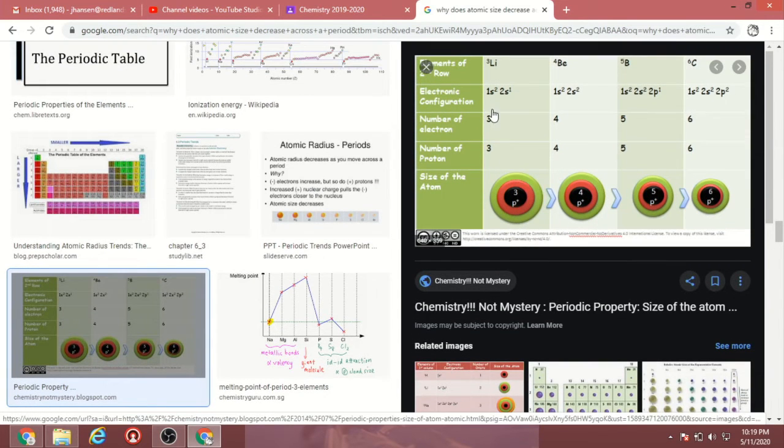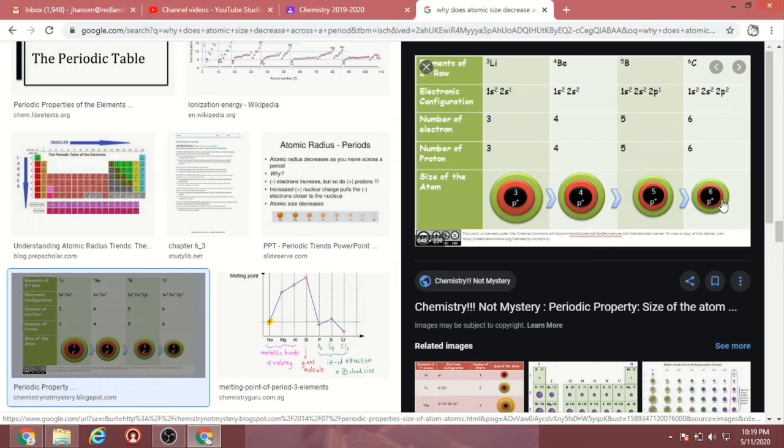But essentially, lithium has 3 positively charged protons. Well, that's not that strong, so it's only going to pull the electrons in so tight. But beryllium has 4. It's going to pull them in even tighter. Boron has 5 protons, so it's going to pull the electrons in even tighter. Carbon has 6 protons, so it's going to pull the electrons in even closer, right? Because the positively charged protons are just adding more strength to the attraction. Because remember, positively charged protons are attracted to the negatively charged electrons.